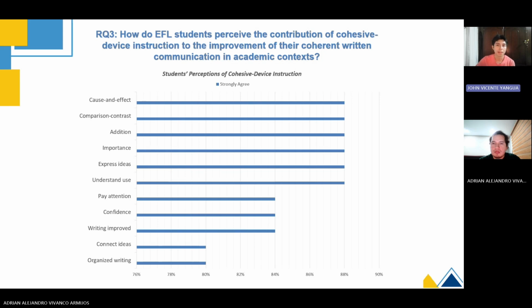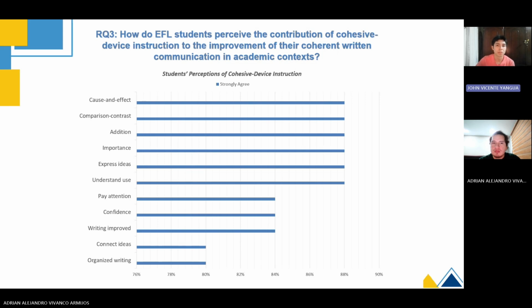Likewise, 88% of the participants strongly agreed that they better understood how to use cohesive devices appropriately, as well as the functions of additive, comparison and contrast, and cause and effect connectors. This may have occurred because the instructional sessions combined explicit explanations with guided practice and continuous feedback, allowing students to apply what they learn immediately in their own writing.